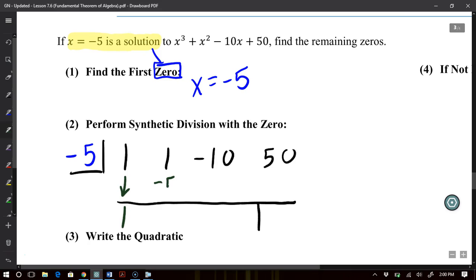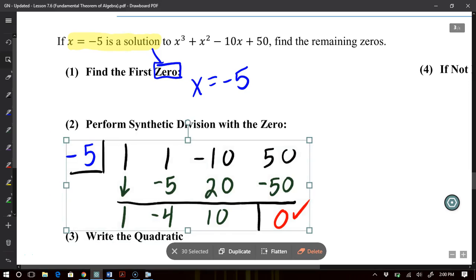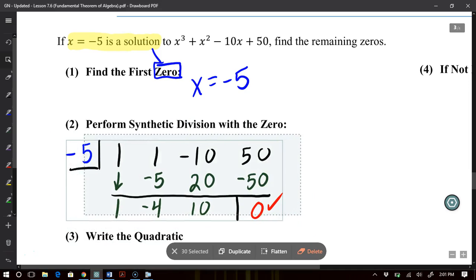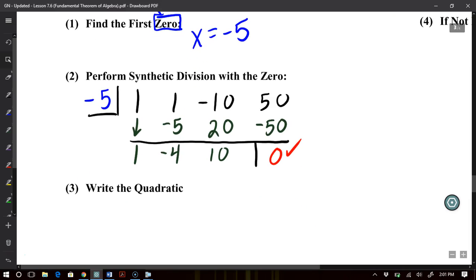-5 times 1 is -5. 1 minus 5 is -4. -5 times -4 is +20. -10 and 20 is 10. -5 times 10 is -50. Wait for it. We get a remainder of 0. Again, we know for sure we're at least 40% right with this problem. Almost passing. And so now what we're going to do is write down the quadratic.